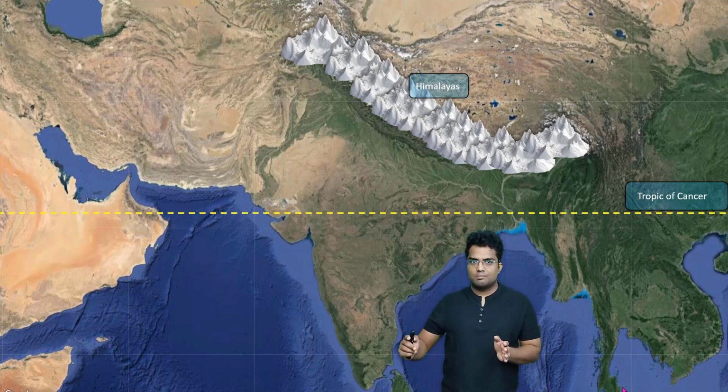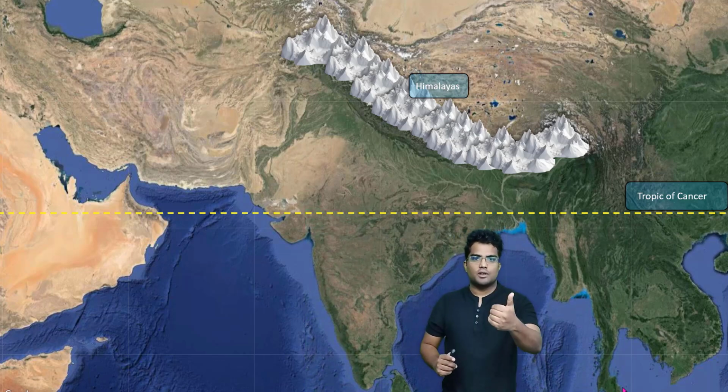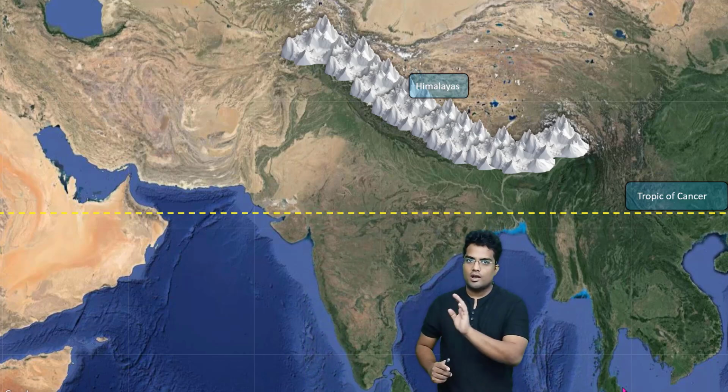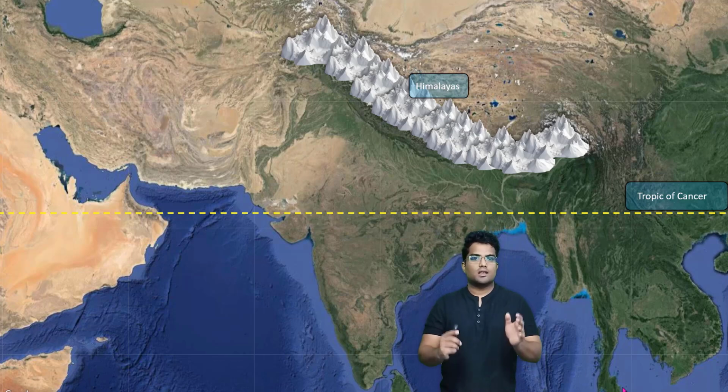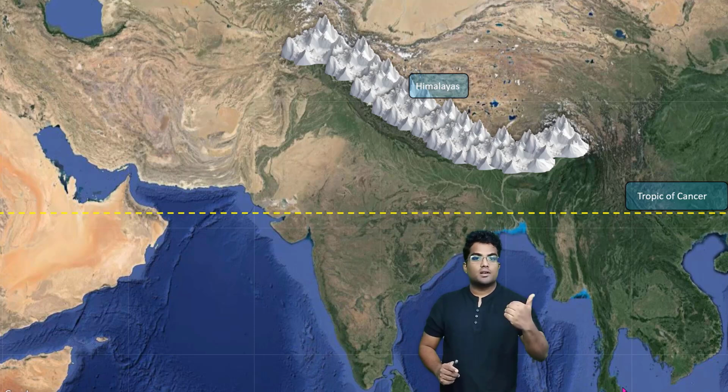You can just skip this part if you have learned about this, but I'm going to repeat this before the start of any range because this is pretty important, right? So you have the Himalayas and you have the Tropic of Cancer. Now, you should know that the Himalayas is not just one single range. It is comprised of many different ranges.